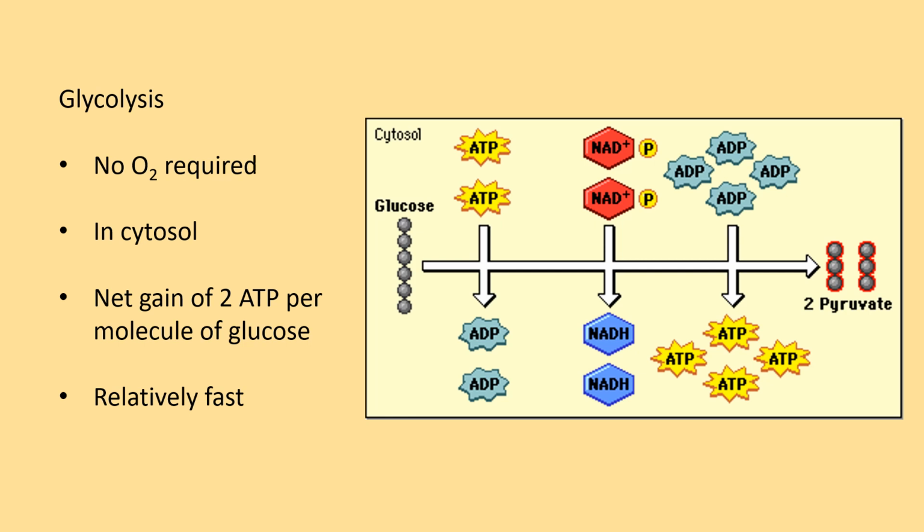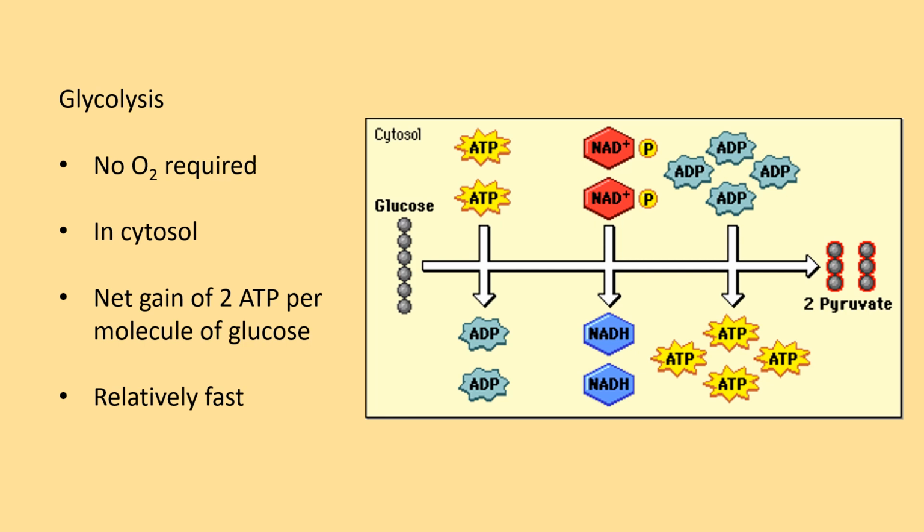So here's a visual representation of the process of glycolysis. On the left side of that diagram, we see a molecule of glucose where in gray, we have represented the 6 carbon atoms that make up a molecule of glucose, right?